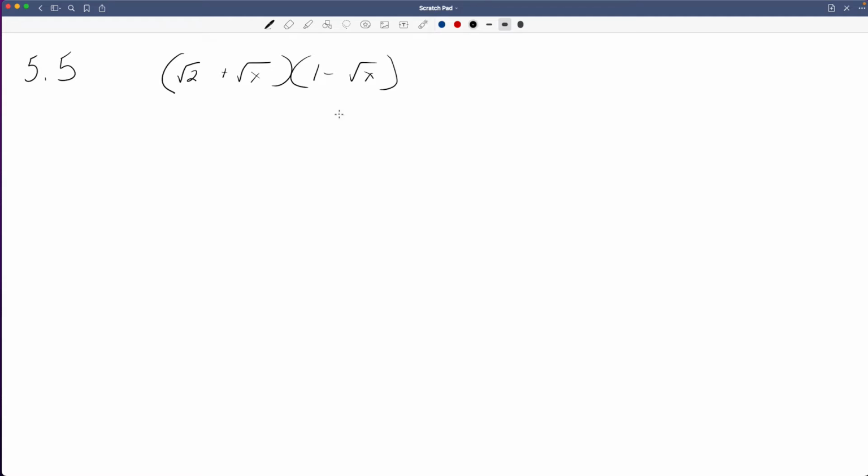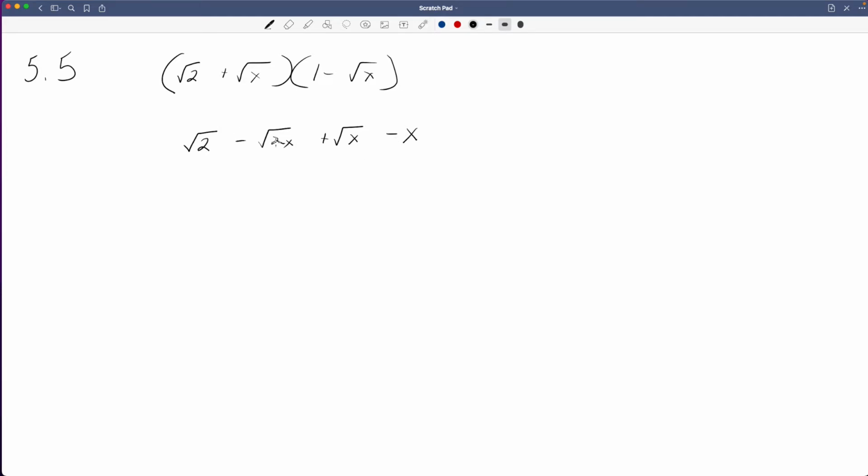If you want to stack it, you can. But I'm just going to do the rainbow like we normally do. Square root of 2 times 1 is just going to be the square root of 2. Square root of 2 times a negative square root of x is going to be minus square root of 2x. Square root of x times 1 is going to be plus square root of x. Positive square root of x times negative square root of x is going to be negative x.